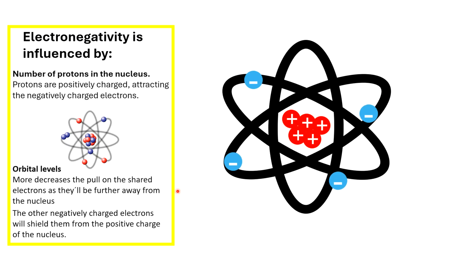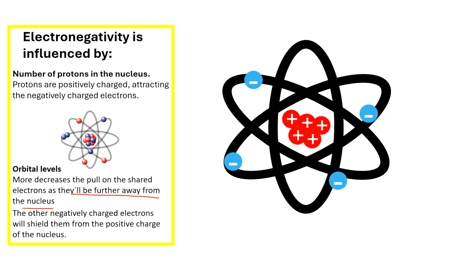The other factor to have in mind is the orbital levels of the atom. The more orbital levels, the more the pull on the shared electrons is going to decrease, because if there are more layers, the electrons are going to be further away from the nucleus, and because they're further away, they are less attracted to it.